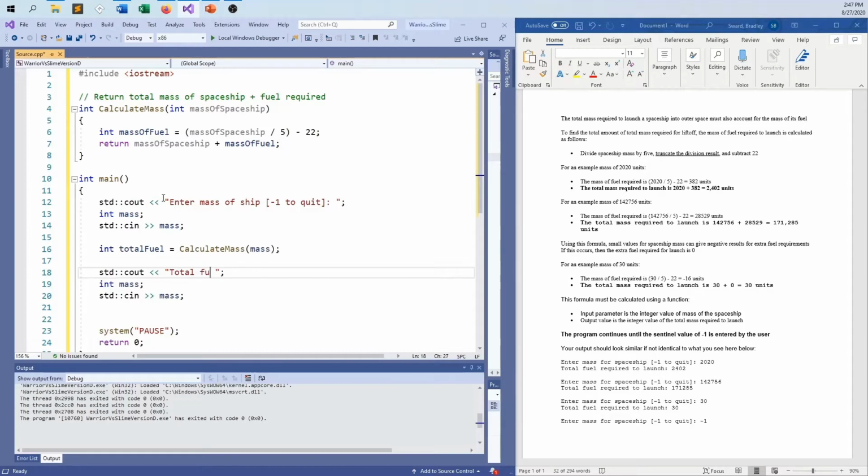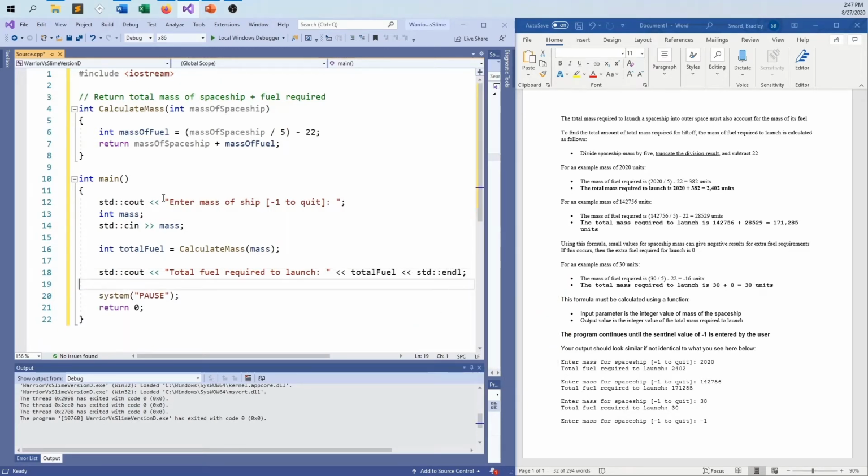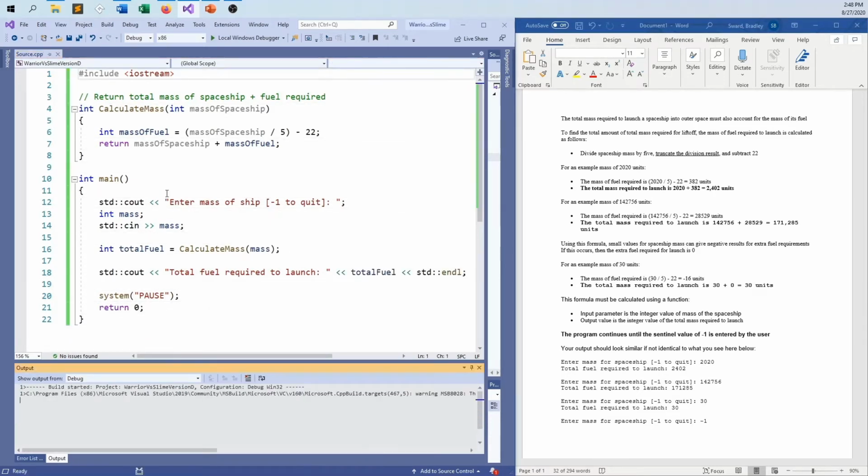Total fuel required to launch. And then I can put total fuel, put an end line character in here, make us feel good about that, and then there we go. So that's part one, just trying this thing out. Let's see what we get when we run this.